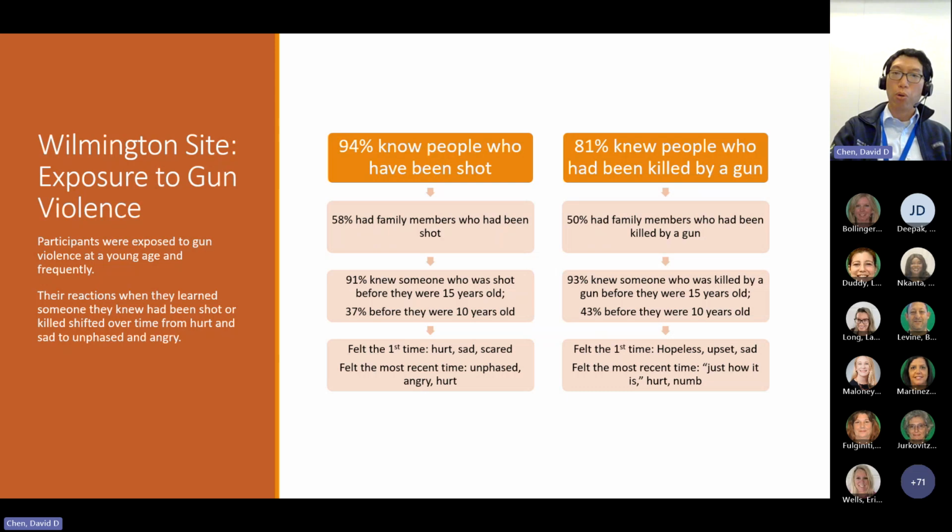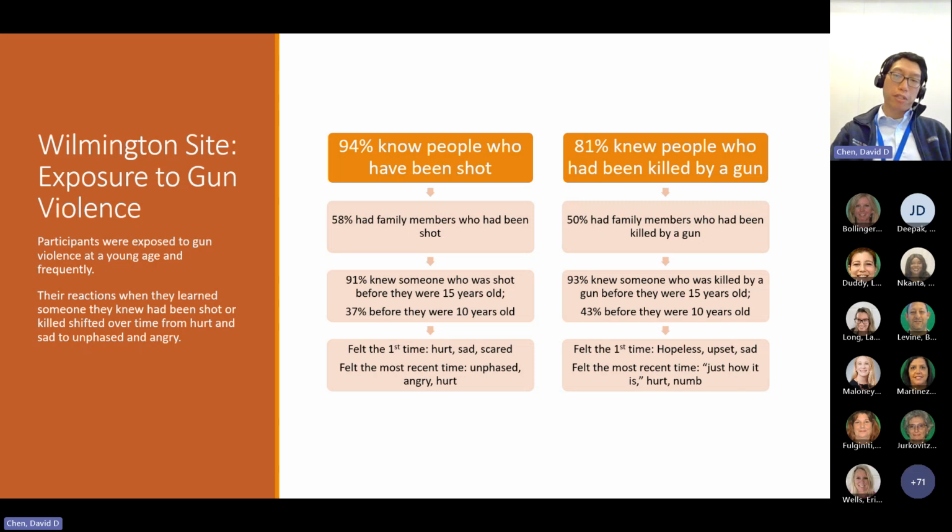94% had known those who had been shot, and 81% knew those that had been killed, right? And many of these were family members, and many of these incidents occurred before the person was 15 years of age, and up to a third of these before they were even 10 years of age, going back to the ACE observation that we saw locally in Wilmington City in that prior survey done before.